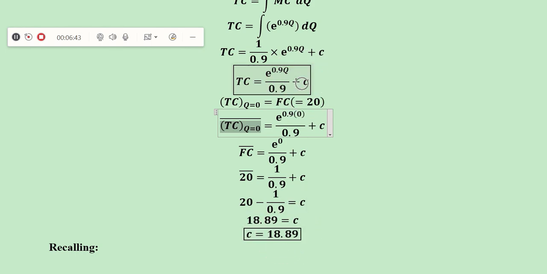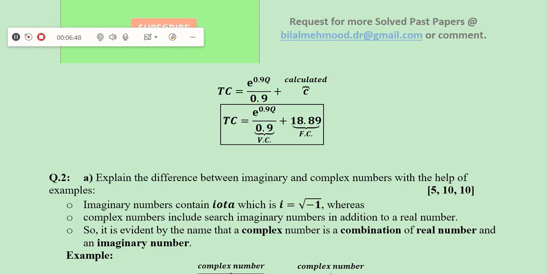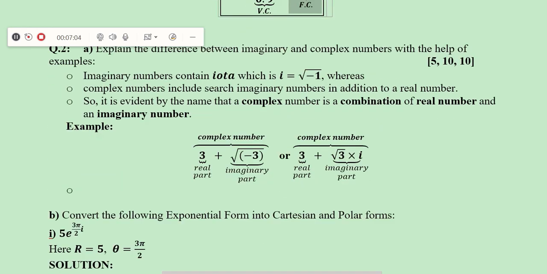Now we can put this value of C here in order to definitize the given function of total cost, which will be equal to this. We have just calculated the value of C, and putting it back, we get the answer. So this is the variable part of the cost, and this is the fixed part of the cost.